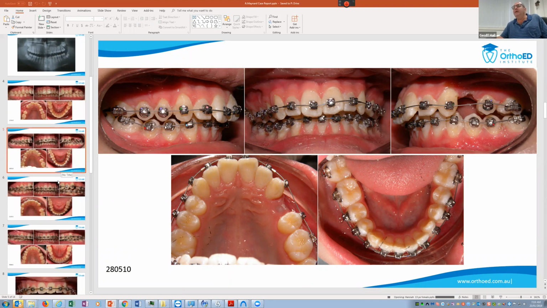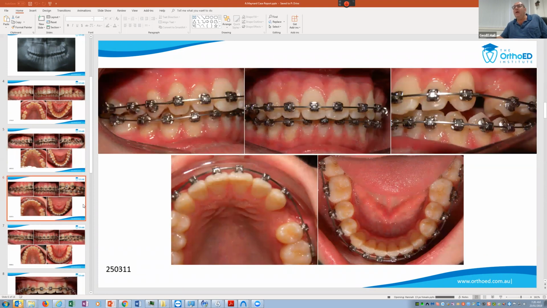So here we are. This is basically May 2010. This is March 2011, so that we've leveled and aligned, okay? But we're seeing a bit of a cant occurring on that top left-hand side now.